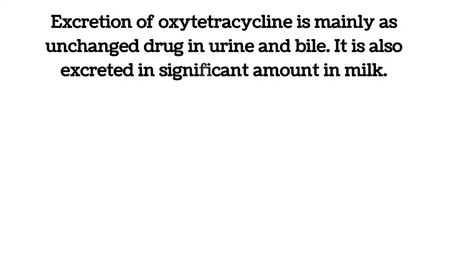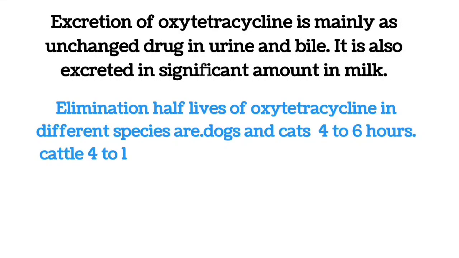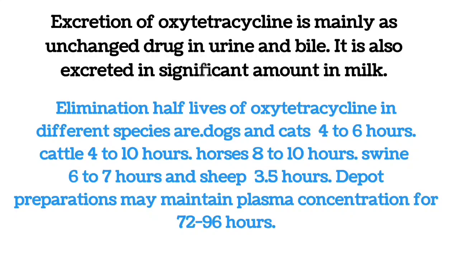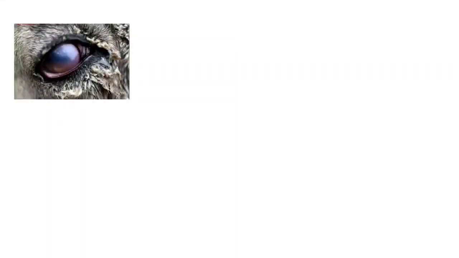Elimination half-lives of oxytetracycline in different species are: dogs and cats 4 to 6 hours, cattle 4 to 10 hours, horses 8 to 10 hours, swine 6 to 7 hours and sheep 3.5 hours. Depot preparations may maintain plasma concentration for 72 to 96 hours.